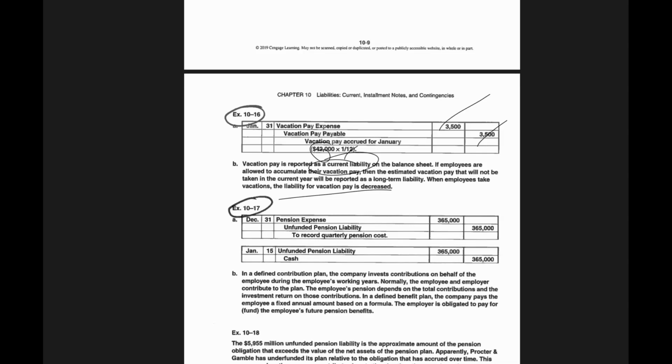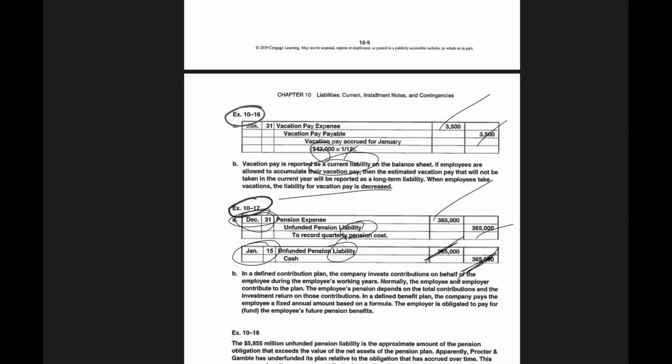Well, we want to get that on December 31st, so pension expense and then an unfunded pension liability. So current, it's noted there, it's a liability. 15 days after the quarter, January 15, now we pay it and that liability is removed.